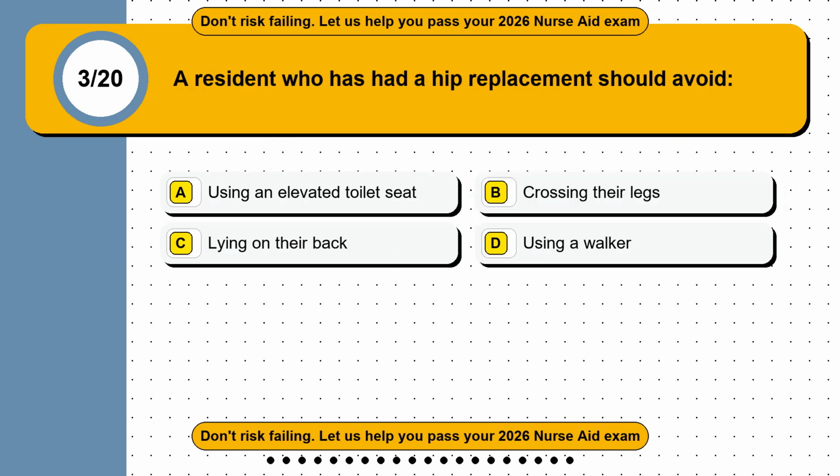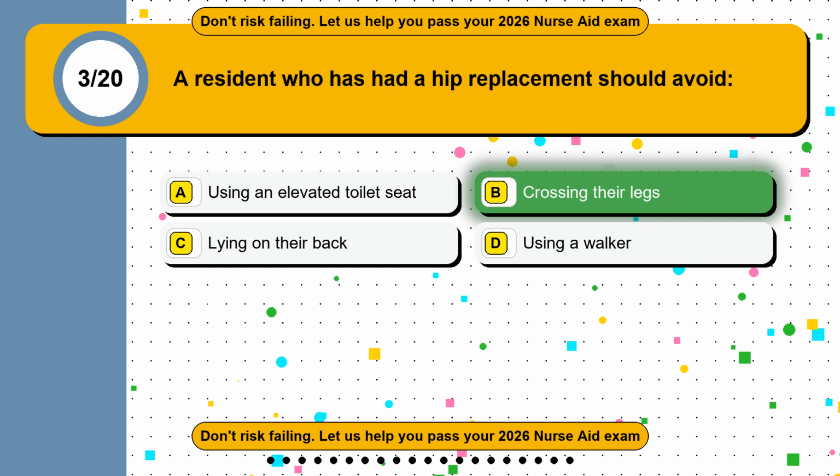Question 3. A resident who has had a hip replacement should avoid: Option A. Using an elevated toilet seat. Option B. Crossing their legs. Option C. Lying on their back. Option D. Using a walker. The correct answer is option B. Crossing their legs.